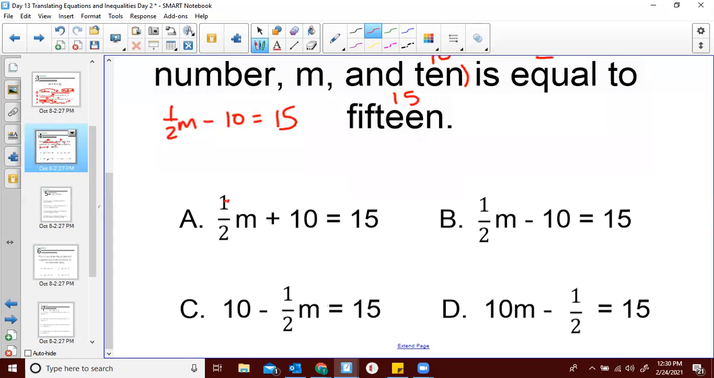All right, and you can see that A is going to be our correct answer. Oh, sorry. B is going to be our correct answer, right? A is wrong because of the plus. C is wrong because it looks like they want to do a turnaround phrase, and D is wrong because of the 10m.